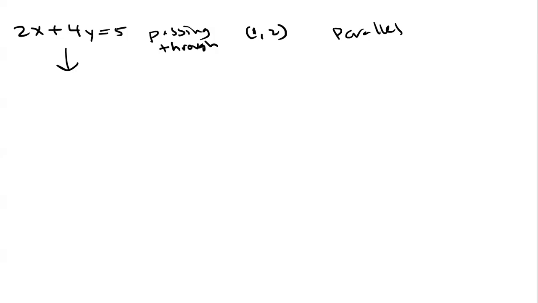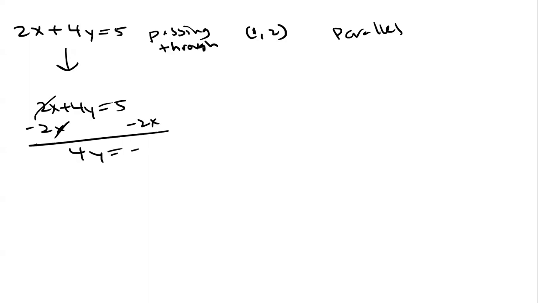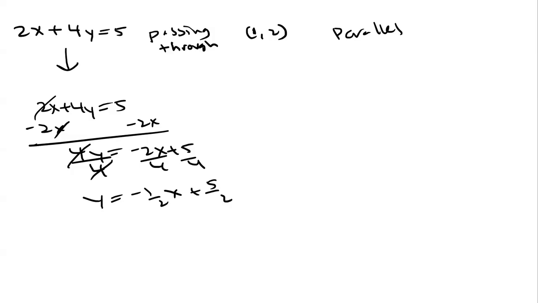So we have 2x plus 4y equals 5. Subtract 2x on both sides. We get 4y is equal to negative 2x plus 5, and then divide everything by 4. We get negative 1/2 x plus 5 over 4. All we want here is the slope, so m is equal to negative half, because the new line is going to go through this point here.